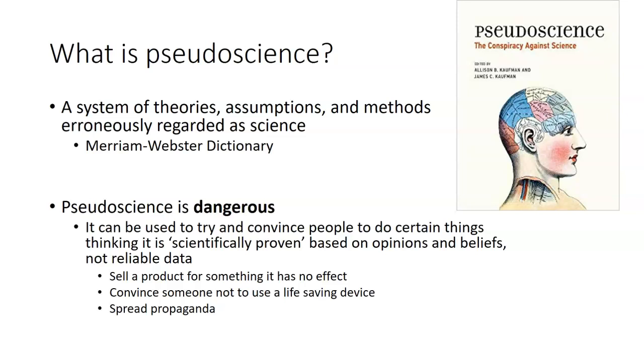The problem with pseudoscience is it can be very dangerous, okay? It can be used to try to convince people to do certain things that it says are scientifically proven, but really it's based on opinions and beliefs and not on reliable data. Now the problem with this, obviously, is that it can try to sell you a product that has no effect, despite what it says it can do. We'll talk about that. It can convince you to avoid using something that could be a life-saving device, for example, vaccines. We'll talk about that. And it can also be used to spread propaganda.